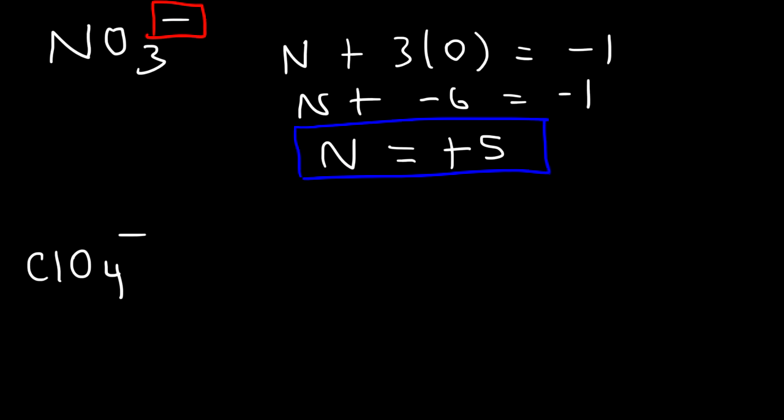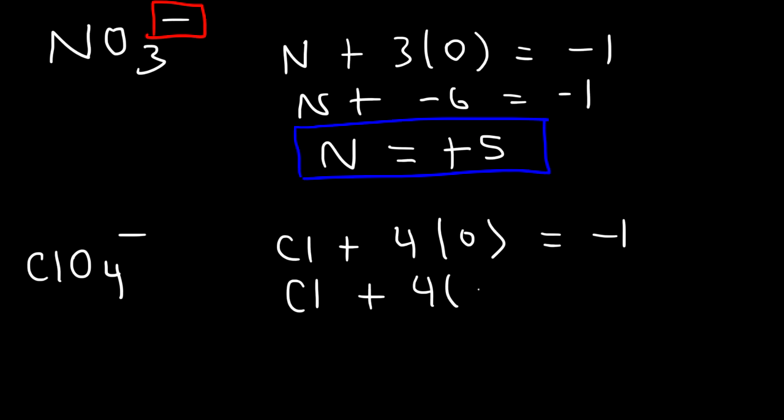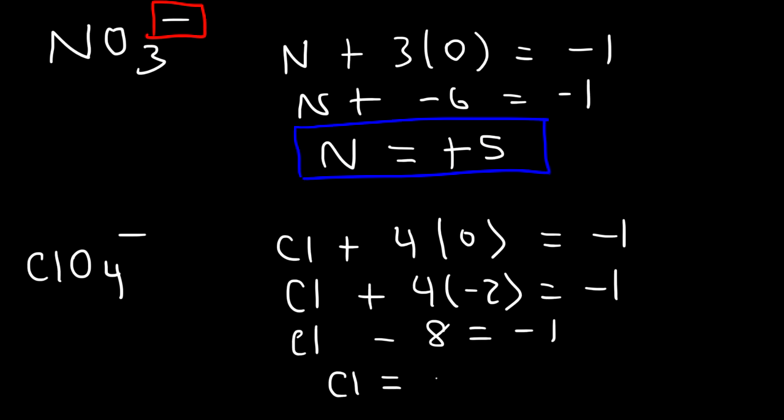And for chlorine in perchlorate, it's going to be Cl plus 4 oxygens equals a net charge of -1. So this is going to be 4 times -2, which is -8. And then -1 plus 8, that's going to give us an oxidation state of +7. So now you know how to find the oxidation states of elements within compounds and polyatomic ions.